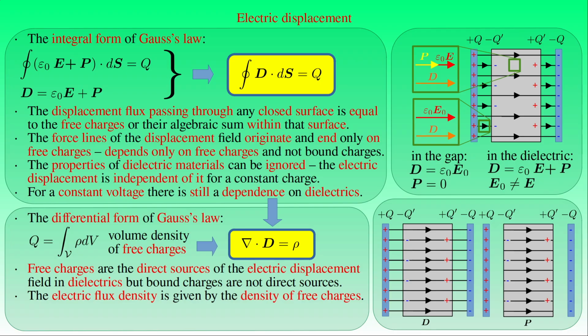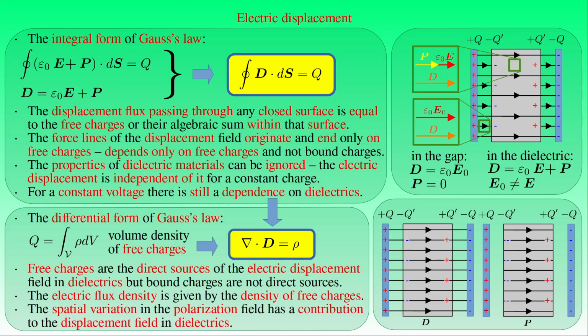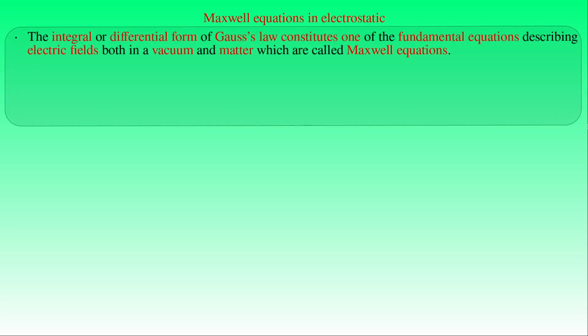Again, the presence of bound charges in the dielectric does not play any role as a direct source for the displacement. However, polarization influences displacement indirectly, and it can be shown that the spatial variation in the polarization field has a contribution to the displacement field in dielectrics as well. In fact, the integral or differential form of Gauss's law describing the relation between electric displacement and free charges constitutes one of the fundamental equations of electrodynamics called Maxwell equations.